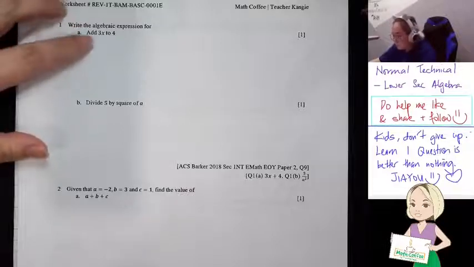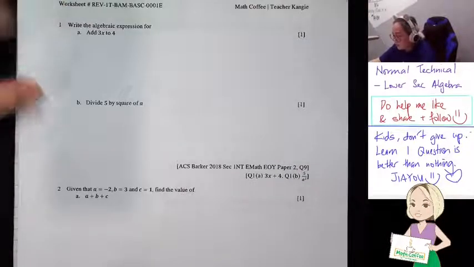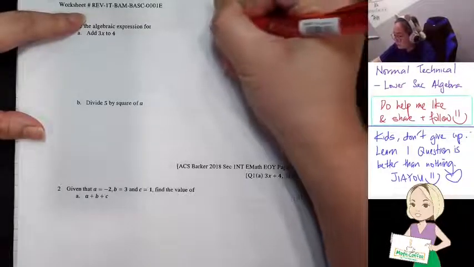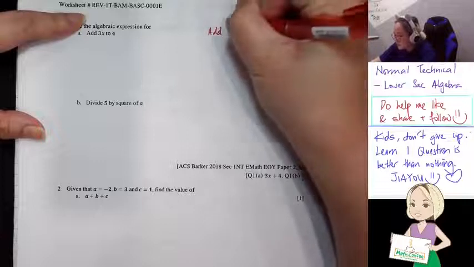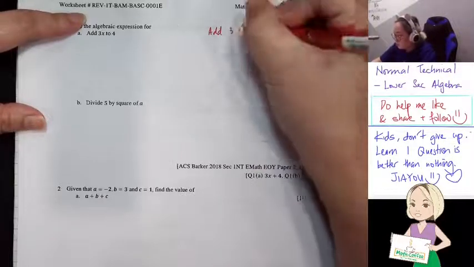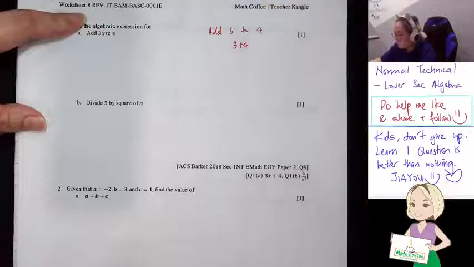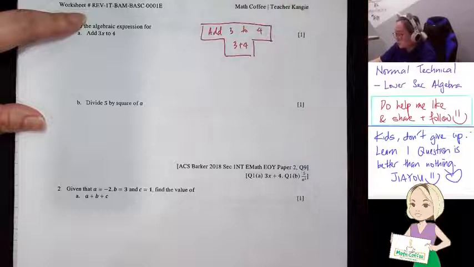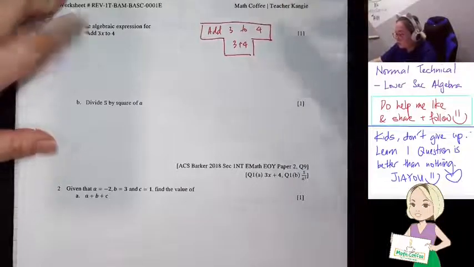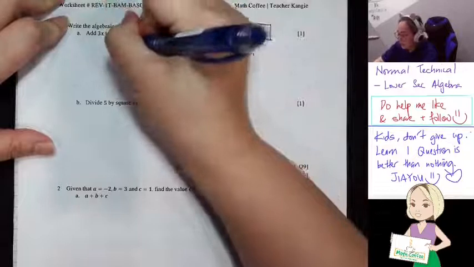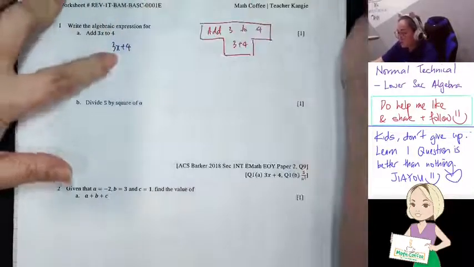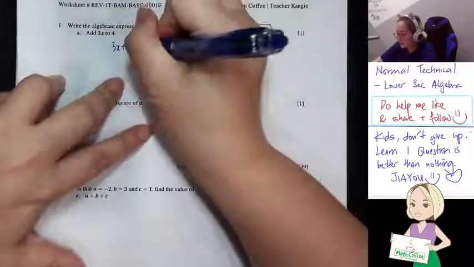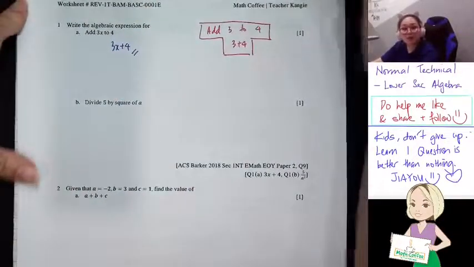Add 3x to 4. So it is just like normal numbers. For example, if they say add 3 to 4, we all know that it is just 3 plus 4. That's for normal numbers. For an algebraic expression, it's the same thing. Add 3x to 4, so simply write 3x plus 4. And you cannot simplify this further. This is like 3 apples plus 4 oranges, which are two different things. So you can just leave it in this form. 3x plus 4.